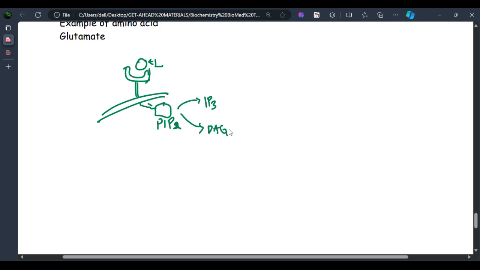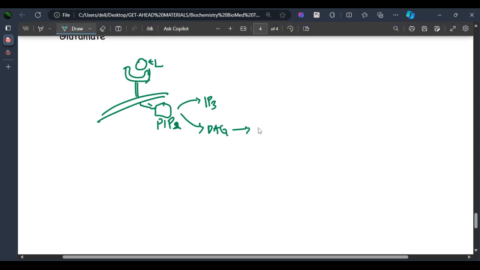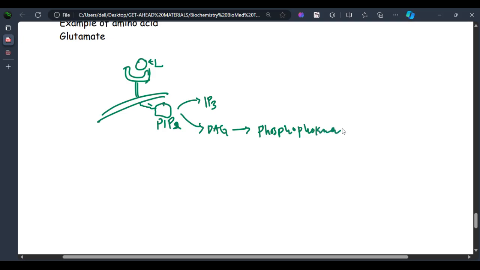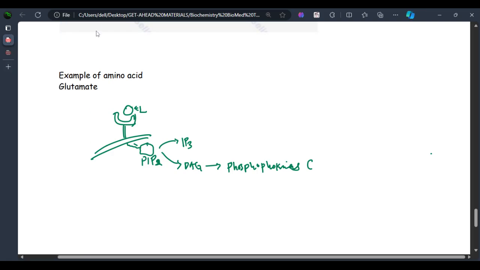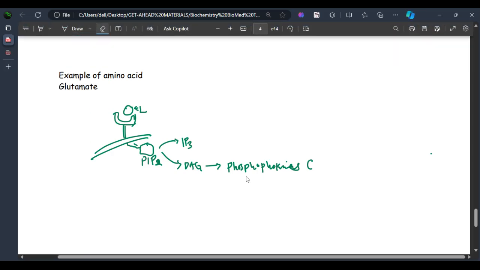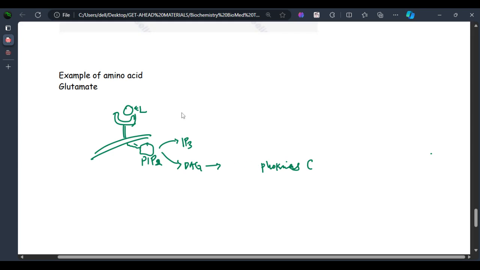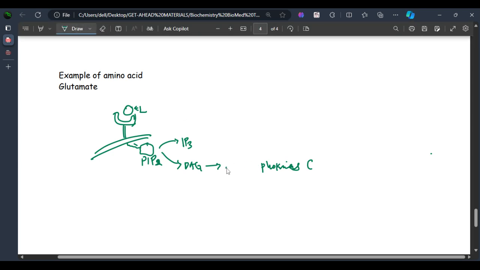Okay, and the way they act, diacylglycerol is going to cause activation of a phospho... let me just check if that is right. It's rather a protein kinase, not a phosphokinase. Okay, so protein kinase C.